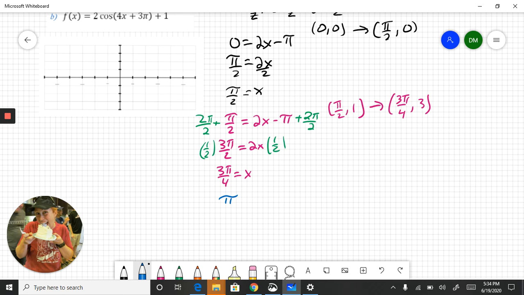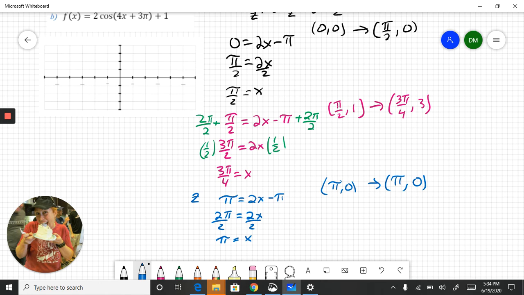So my next one, and this is a 0. So we have 2x minus pi, add pi to both sides, divide both sides by 2. All right, so this seems weird. This is what it started with. So I know it started with pi, 0, and it's going to pi, 0.